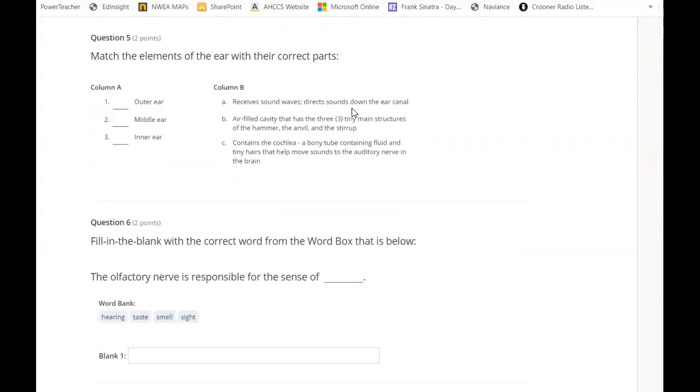Match the elements of the ear with their correct parts. Column A: 1 outer ear, 2 middle ear, 3 inner ear. Column B: receives sound waves, directs sounds down the ear canal.